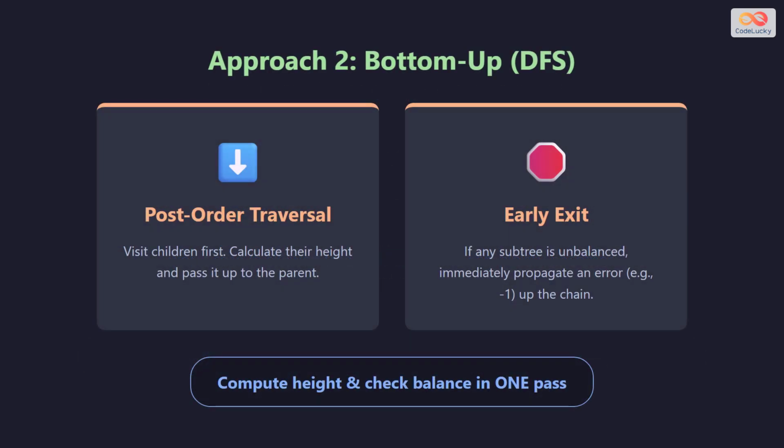We can optimize this using a bottom-up approach, also known as post-order traversal. Instead of calculating height from the top down, we go deep to the leaves first and pass the height up. If we find any subtree that is unbalanced, we can immediately stop and report failure.